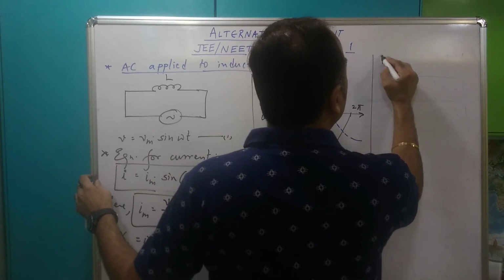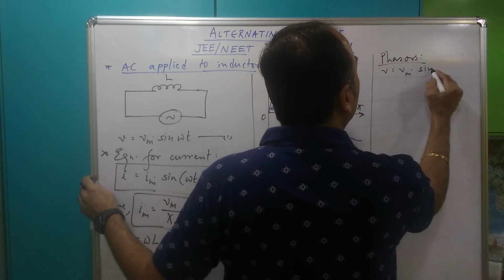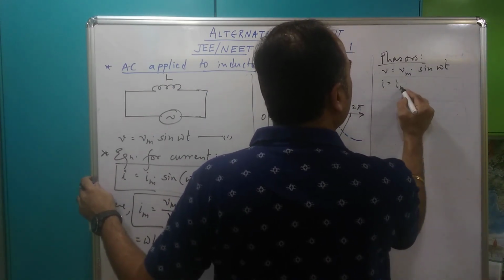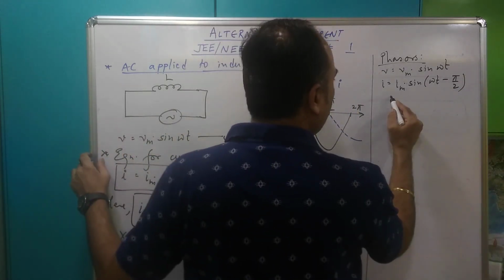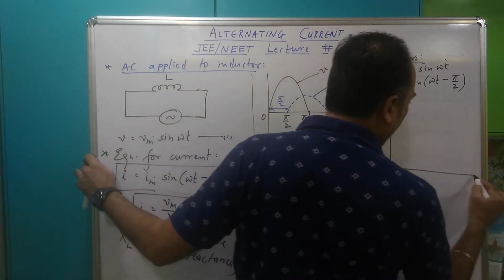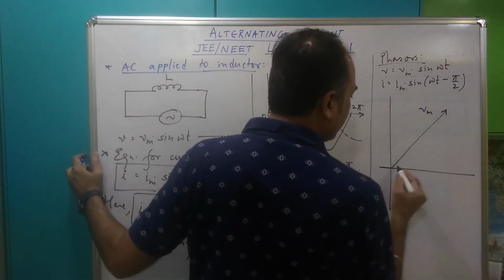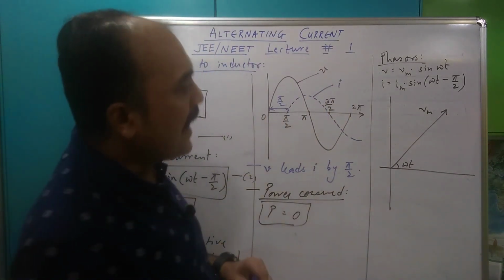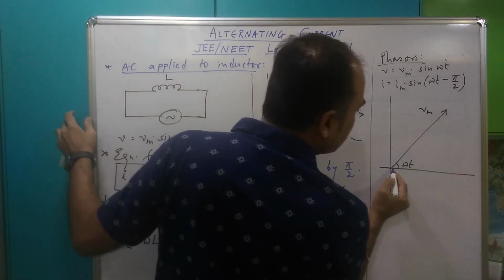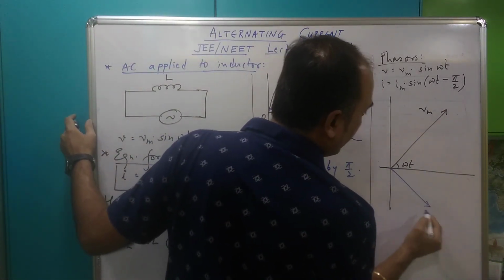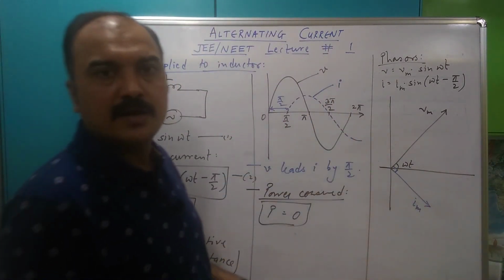Okay, phasors. And in phasors you need the equation. So V is Vm sin omega t, I is Im sin(omega t minus pi by 2). How are we going to move that? Again voltage makes an angle omega t. This is voltage, making an angle omega t. And I'm going to draw current, but behind voltage by pi by 2. So this is going to be current, ladies and gentlemen. And the angle between the current and voltage is going to be pi by 2.